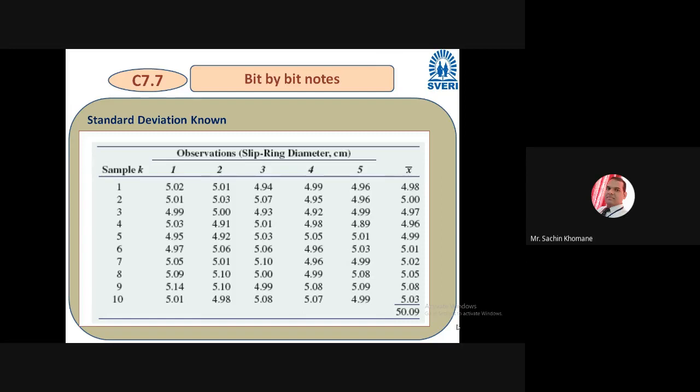Okay. Very simple way. Just a few numbers, 5, 10, like that. No complicated formulas. So I hope you have written this example, and that you have calculated the X bar, that is the arithmetic mean, and all values are correct.